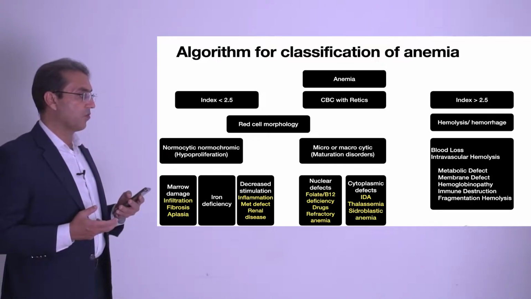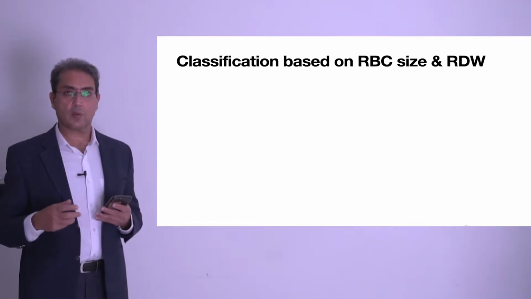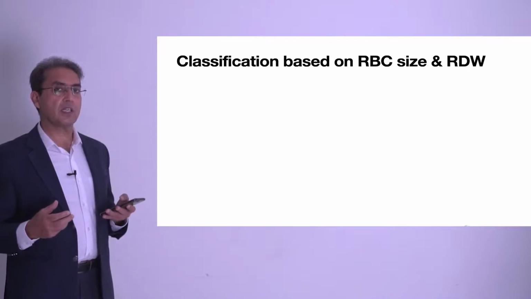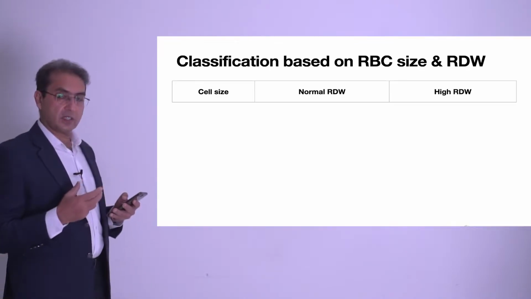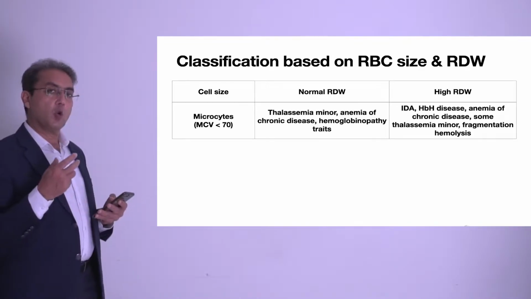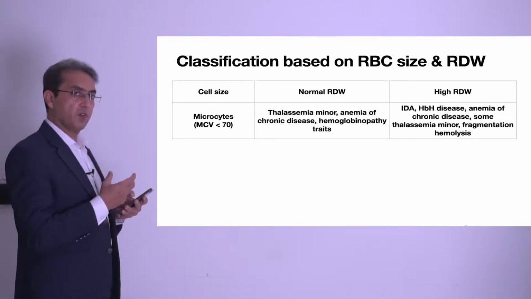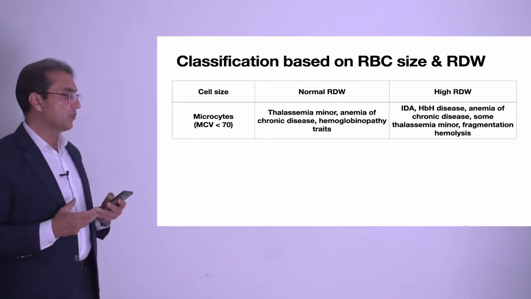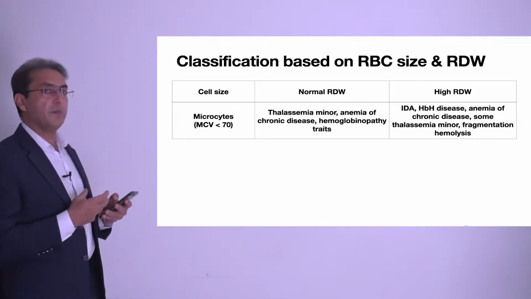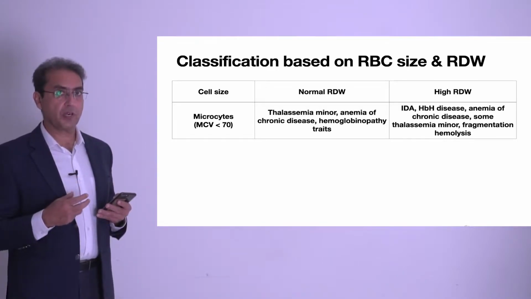Now there is another way of classifying anemia, that is on RBC size and red cell distribution width. Now we see how we can classify anemias with cell size and red cell distribution width. First we see patients who have low MCV anemias. If they have normal red cell distribution width, this means the patient may have thalassemia minor, anemia of chronic disease, or certain hemoglobinopathy traits.